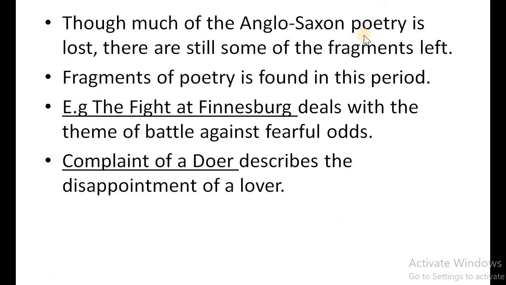Though much of the Anglo-Saxon poetry is lost, there are still some fragments left, and we will look into what fragments they are. Fragments of poetry are found in this period. Which poetry? The Flight at Finnesburg deals with the theme of battle against fearful odds. So that poetry existed, and it is found. Its theme was basically battle.